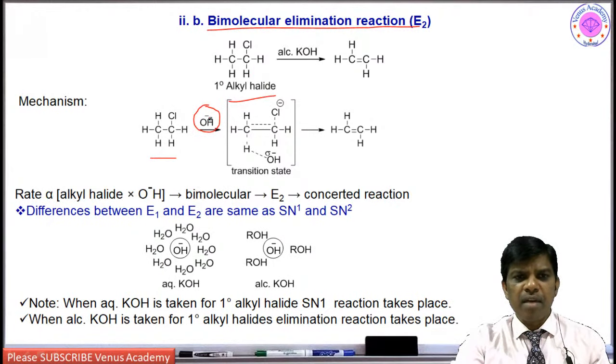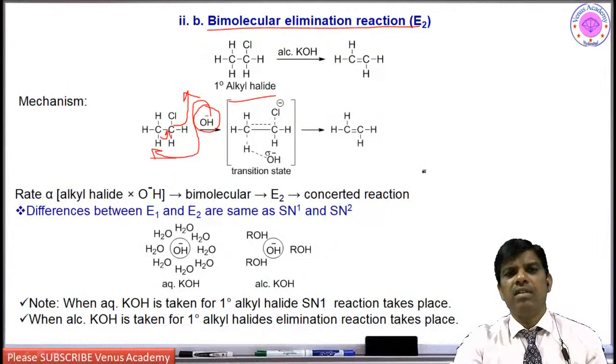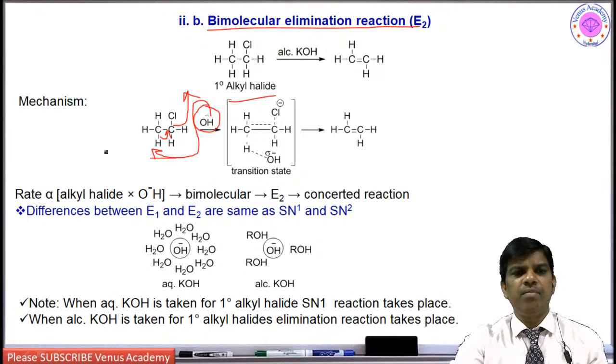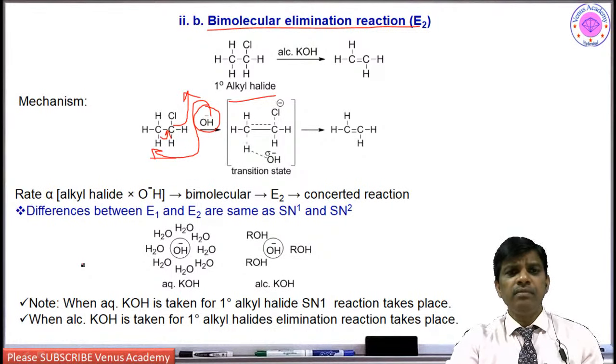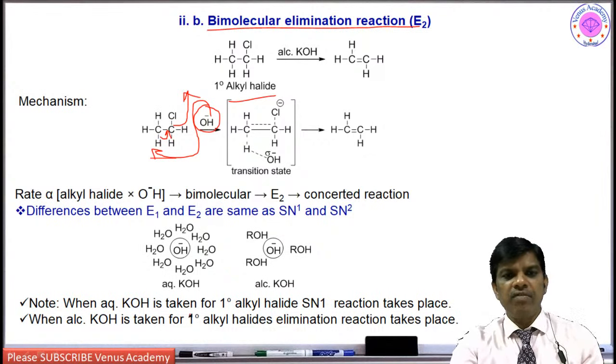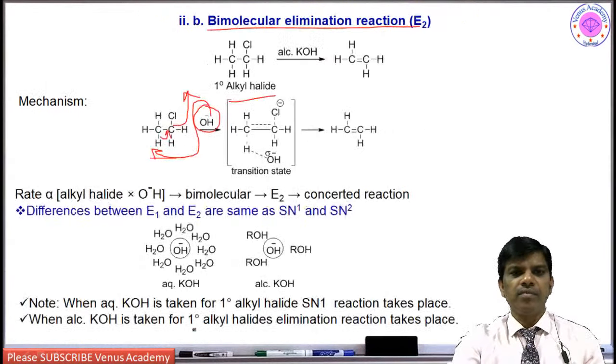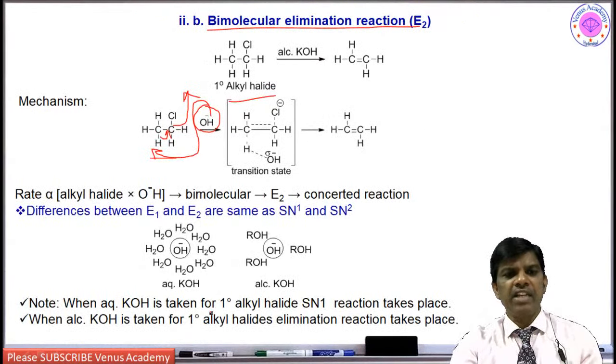This OH is going to take out this hydrogen, and this chlorine goes out like this. So in the transition state, the rate of the reaction is dependent on two molecules, so it is going to give these compounds. Just now what I said, E1, that is elimination, versus SN1 and SN2. So aqueous KOH, what is happening? Nucleophilic reaction. And with alcoholic KOH, elimination is going to take place, right?